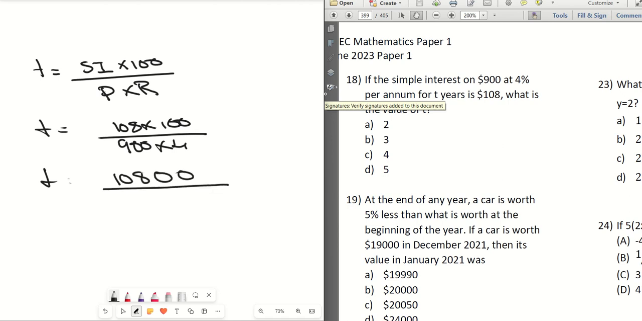Time is 10800 all over 9 4s are 3600, cross out a 0 to the 0. 36 could go into 108 3 times. 6 3s are 18, 3 3s are 9, 1 is 10. 36 into 108 is 3. So you know that the answer is B, which is 3 years, right?